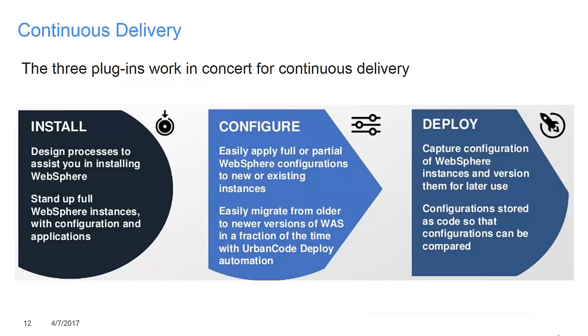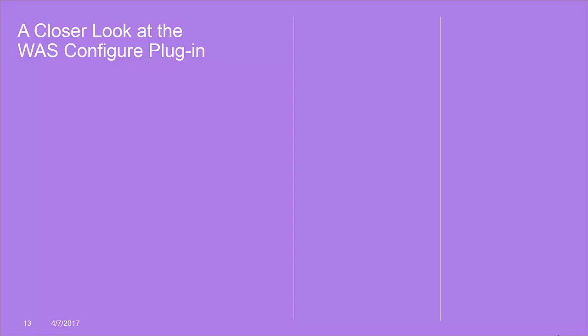So with these 3 plugins, they really work in concert to provide continuous delivery. The WAS install plugin sets up your WAS environment, the WAS configure plugin lays down your configuration, and then the deploy plugin actually deploys the applications to the environments. Next, we'll take a closer look at the WAS configure plugin and how it works.